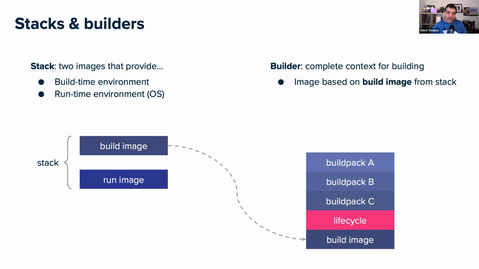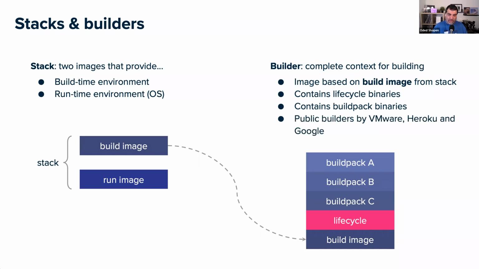So the builder is the complete context required to build an image. It's basically the build image itself, like this base image here, which is probably an Ubuntu machine or something like that. It contains all the build packs required. In a common builder, you might have 20 or 30 build packs, and each one of them is going to build whatever layer it needs. So it contains all of these binaries in the same image, so we can easily make reproducible builds out of it. And as you can imagine, it contains the build pack binaries themselves.